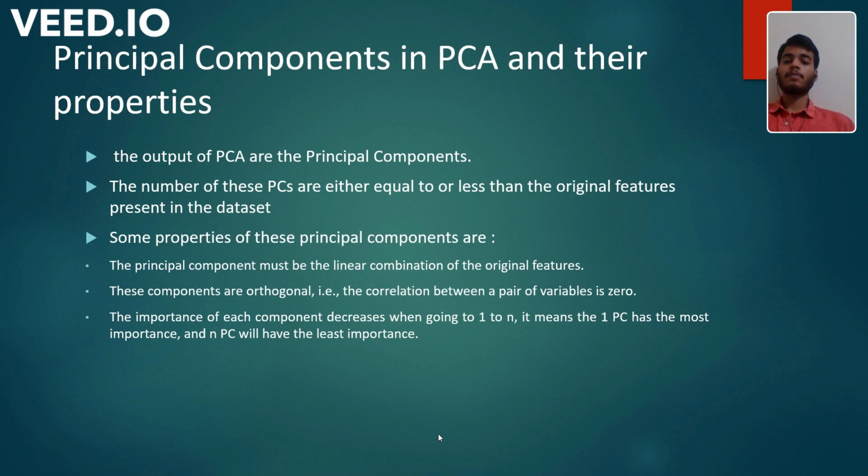Principal components in principal component analysis and their properties. The output of principal component analysis is principal components. The number of principal components is either equal to or less than the number of original features present in the dataset. Some properties of principal components are: principal components must be linear combinations of original features. These components are orthogonal, that is, the correlation between a pair of variables is zero. The importance of each component decreases when going from 1 to n. It means that the first principal component has the most importance and the nth principal component will have the least importance.